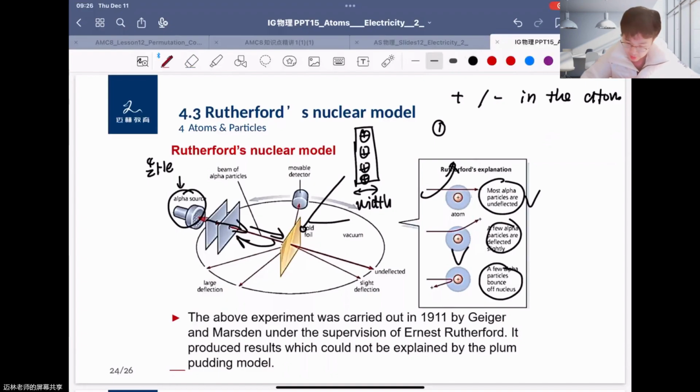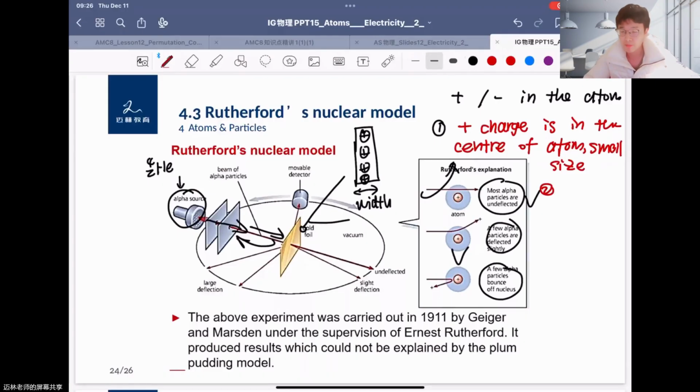So first, we said the positive charge is in the center of the atom, and it is very small. So there's no deflection and no repulsive force for most of the alpha particles. Small size. So this is the first result we got.